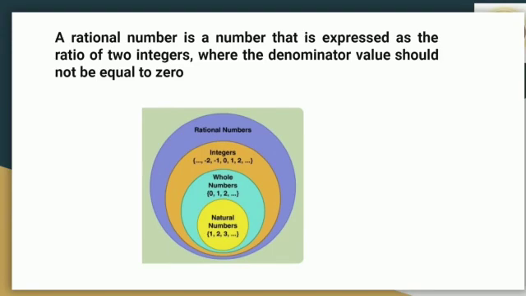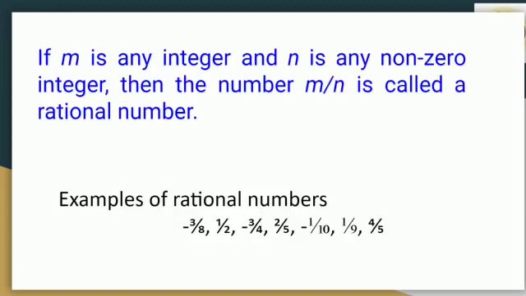So we had studied about natural numbers. When you include 0 to that group, you get the group of whole numbers. And when you include negative numbers to the group of whole numbers, we get what is called integers. And now we are learning about rational numbers. If m and n are integers and n is any non-zero integer, then the number m upon n is called a rational number. That means a number in the numerator-denominator form, where the denominator is not equal to 0, is called a rational number.